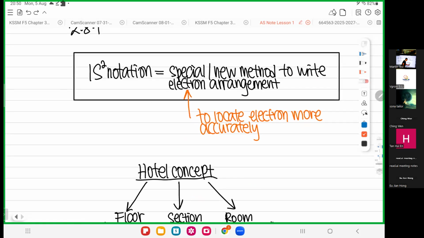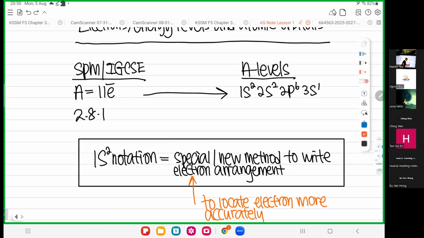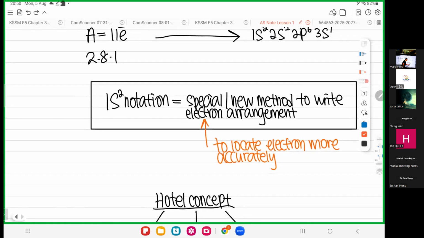So this 1s2 notation, I will try to make it something easier. I call it the hotel concept. When you want to look for a person in a hotel, let's say today you are at a hotel, you are looking for me. How can you locate me accurately? If you call me, Mr. Martin, where are you? and I only tell you, hey, I am now on the second floor. Is it easy for you to find me? No.